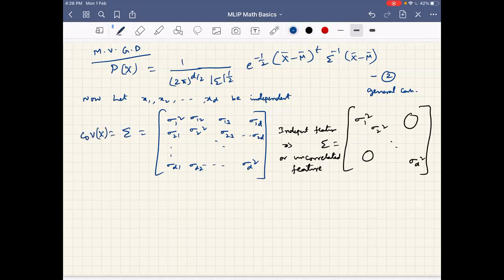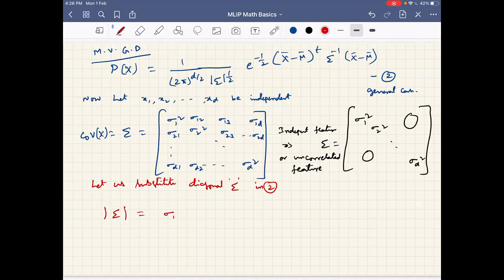Now let us substitute this diagonal sigma into the expression and see what we get. What do you think we will get? First let us compute the determinant of sigma and the sigma inverse, and then finally substitute it. What is the determinant of this?